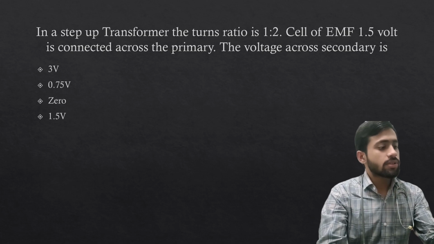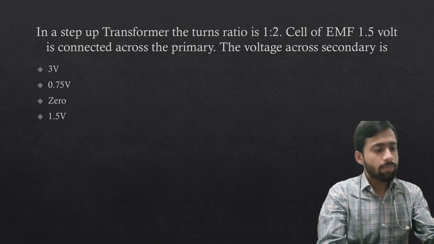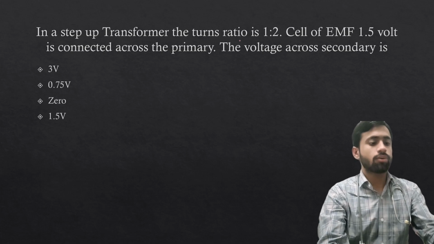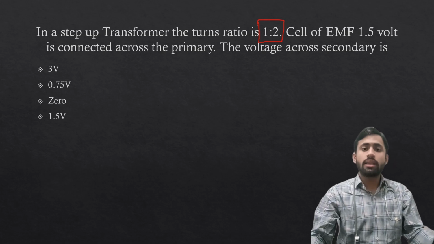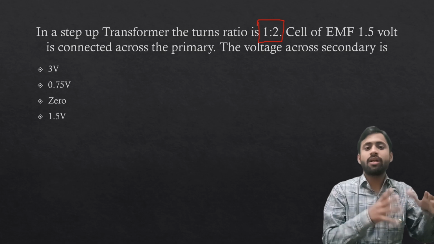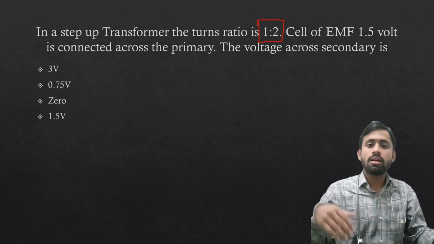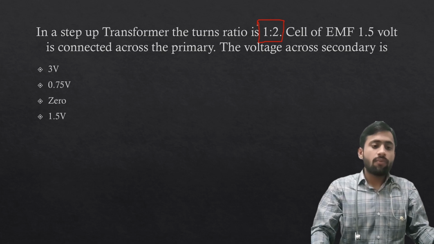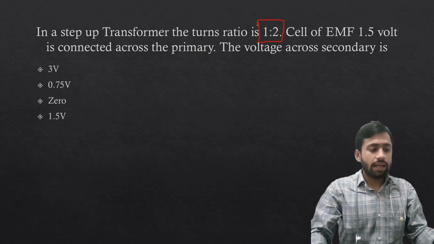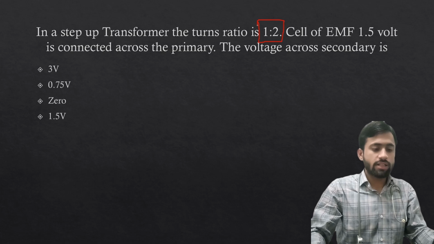The first MCQ states that in a step up transformer, the turns ratio is 1 to 2. If there is a step up transformer, then the primary coils are fewer than the secondary coils. A cell of EMF 1.5 volt is connected across the primary. What is the voltage across the secondary?